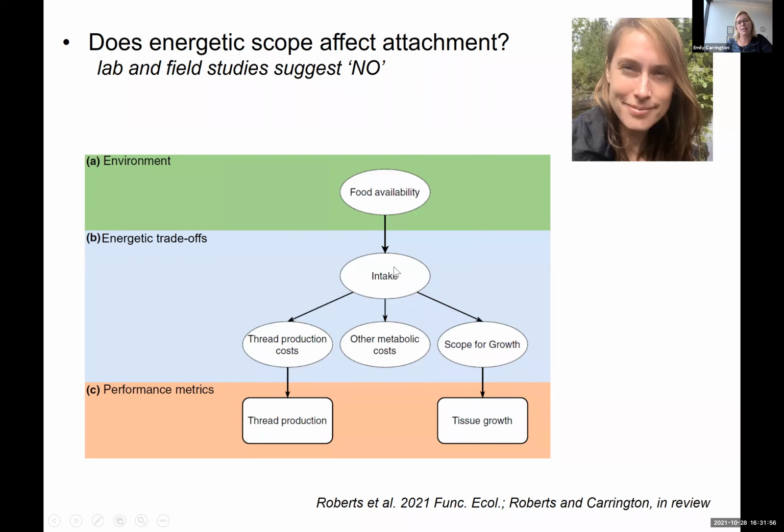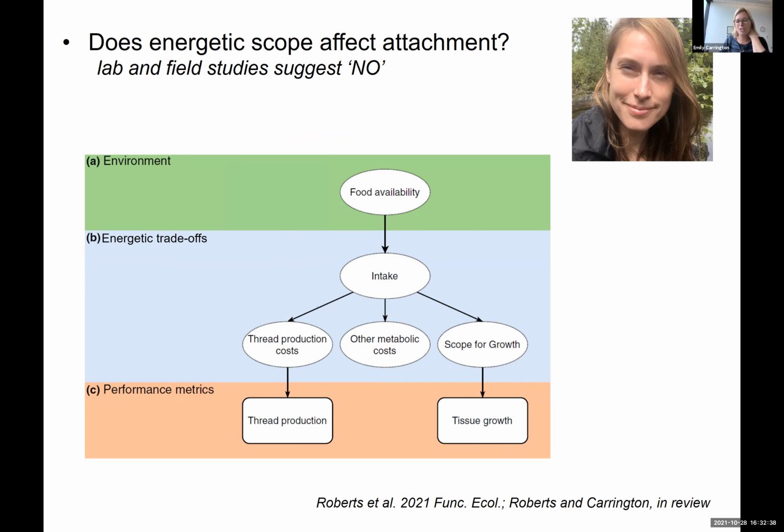They might have sort of fixed metabolic costs. It might take some energy to produce byssus. We're not really sure at this point where to put the cost of byssus. And then whatever's left over is what people call scope for growth, and that can lead to tissue growth. So the idea is that we as the biologists are maybe not aware of what's going on inside this blue box, but what we can measure is this red part. We can measure thread production and we can measure tissue growth. Depending on the strength of these arrows in the blue box, you could see trade-offs between byssal thread production and tissue growth.